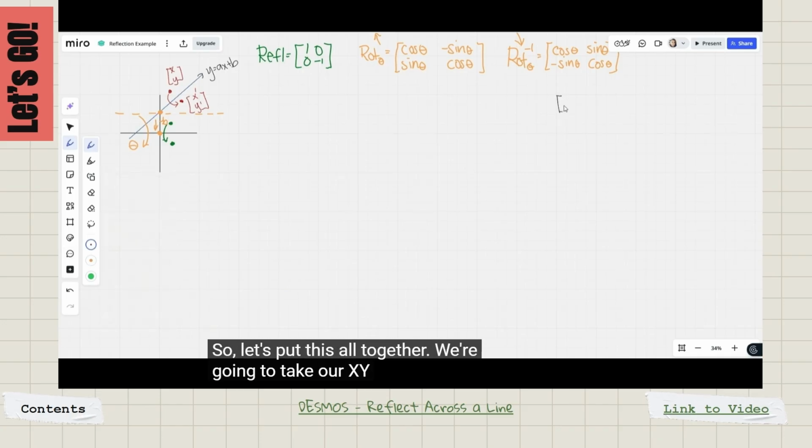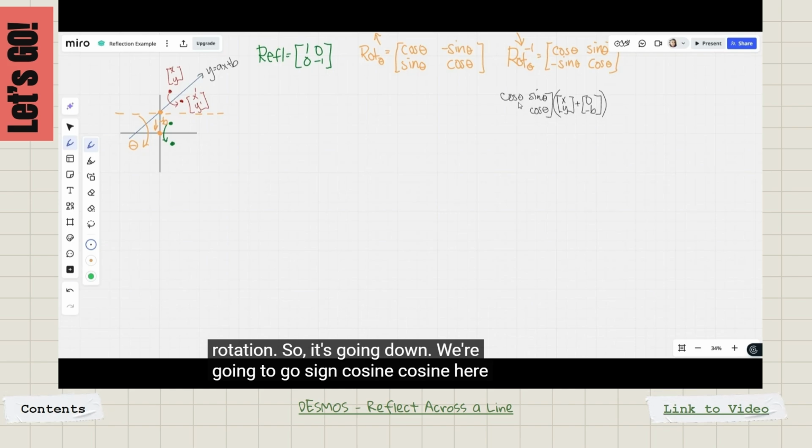All right, so let's put this all together. We're going to take our xy vector, and we're going to slide it down. And we want it to be on the origin when it rotates, right? So this is our little slide. And then we're going to do our inverse rotation. So it's going down. We're going to go sine, cosine, cosine here, and negative sine.